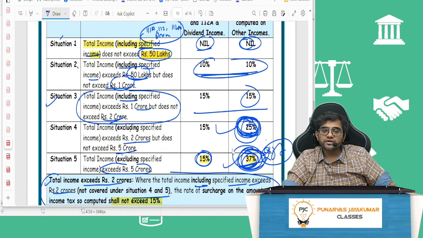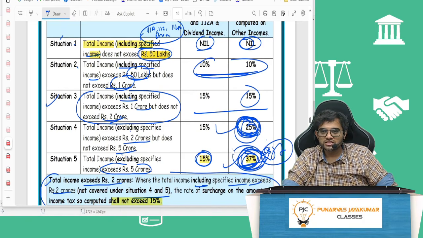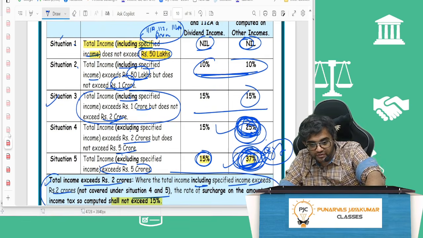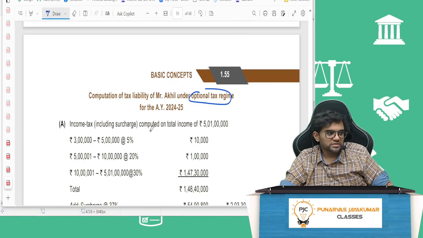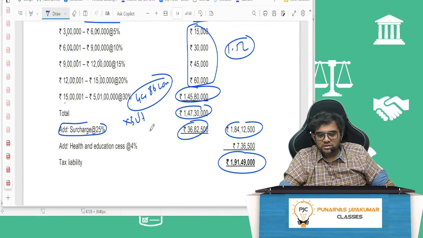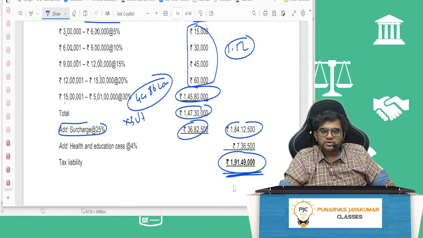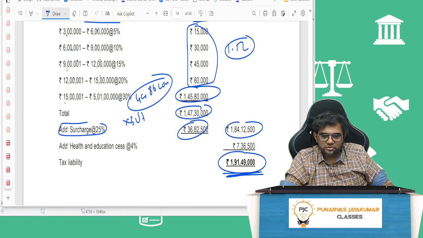The marginal relief will come when the surcharge rate shifts. This question will matter more if it's the old regime. In old regime, this is 37%, this is 25%. That's why I got confused, like how come they're taking 37? Then you're correct. Here they have given old regime, though they have not asked in the question. So here tax liability is this much, whether you take exact 5 crore or 5 crore 1 lakh, there is no change in surcharge, hence no marginal relief.